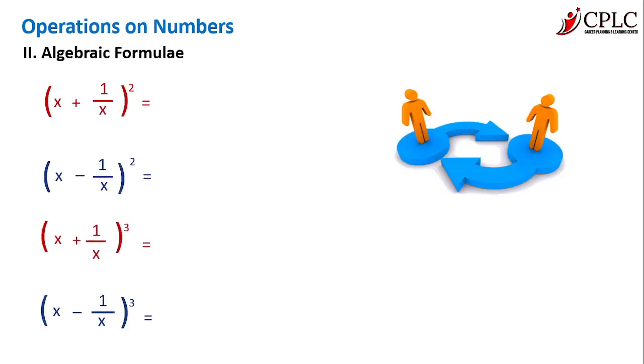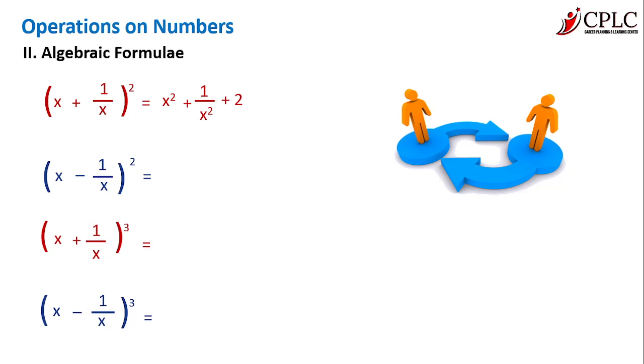Then the next one is x plus 1 upon x the whole square. Now this is exactly based on a plus b the whole square. So you have to apply a plus b the whole square. So try not to learn this formula by heart, but rather remember it logically using a plus b the whole square and all the four formulae that we are about to see. So it becomes a square, that is x square, then b square, that is 1 upon x square, plus 2ab. In 2ab, x and 1 upon x get cancelled when you multiply them because they are reciprocals of each other.